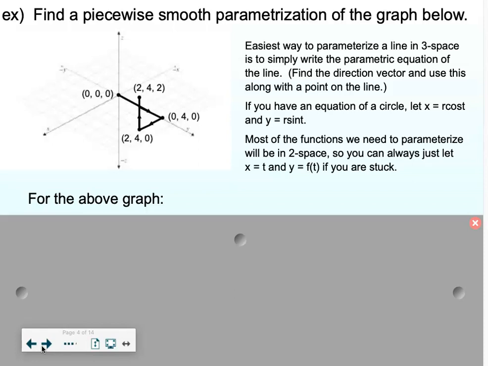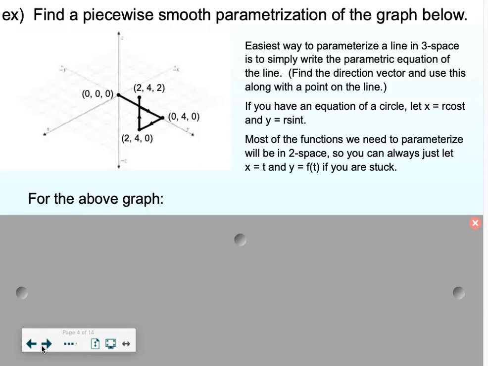Okay, so the easiest way to write a line in parametric form is to actually write the line in parametric form. You all have written linear equations in parametric form, so we don't need to learn any new techniques. We just find our direction vector, use a point on the line, and write your set of parametric equations for the line, right? So there's nothing new here. You've been doing this since chapter 12. So if you have to convert a line to parametric form, just do it the way that you've always done.